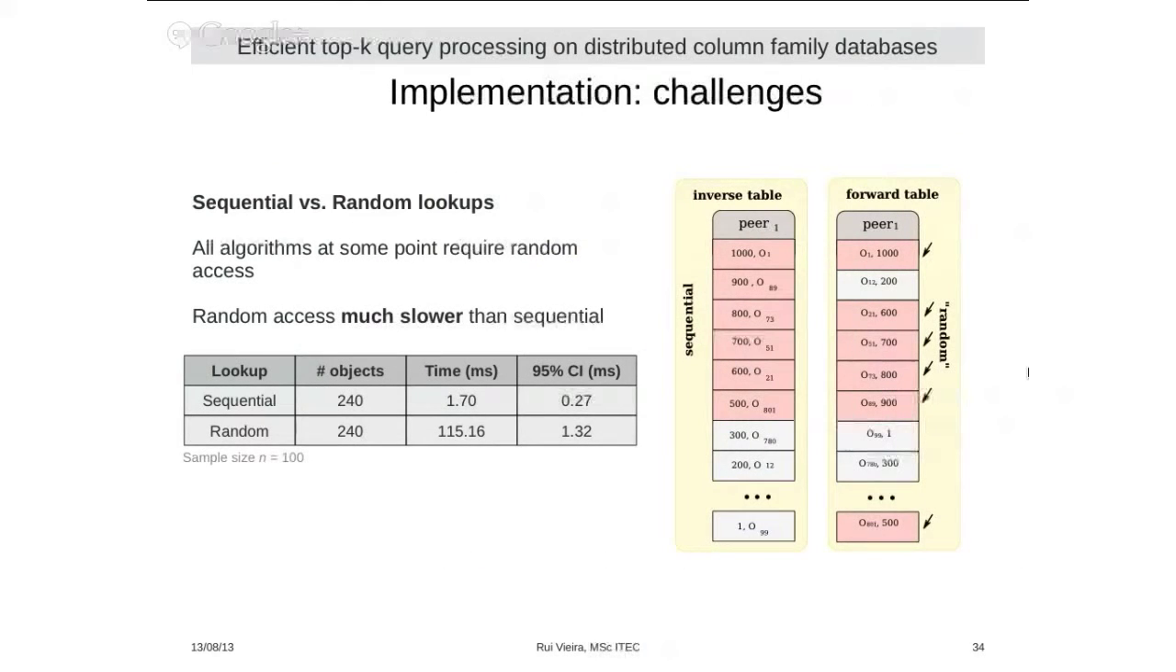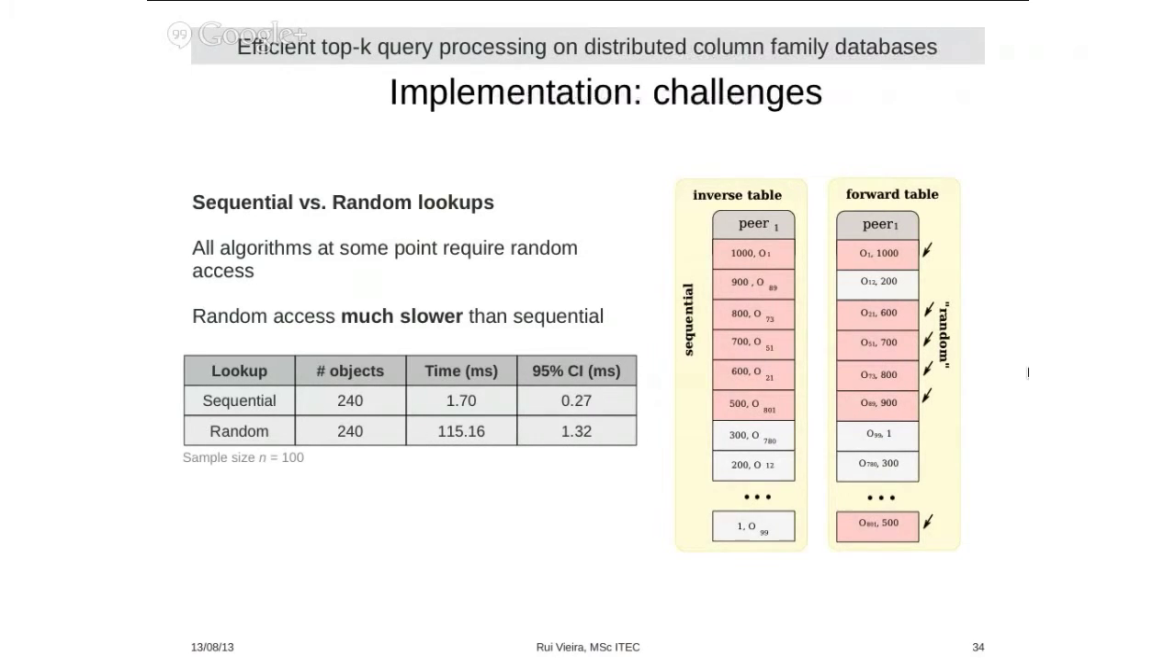Another challenge we notice is that, as I mentioned, sequential lookups are very fast. Random lookups are much slower. For instance, in this case, for the exact same number of objects, you can see the difference of time as a 100-fold difference of time of fetching candidates.